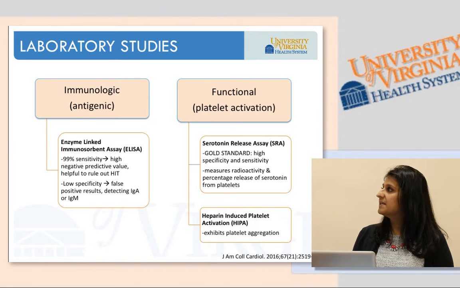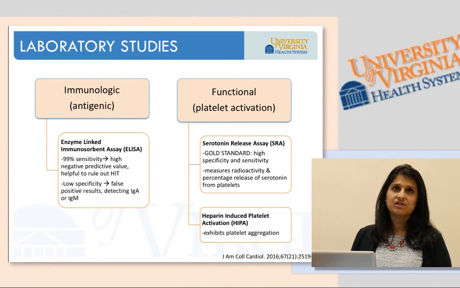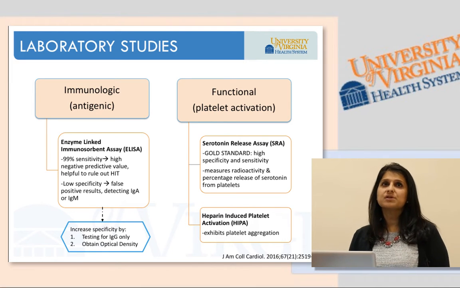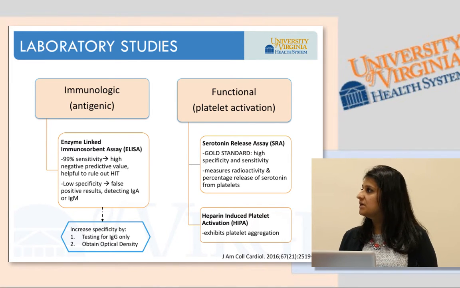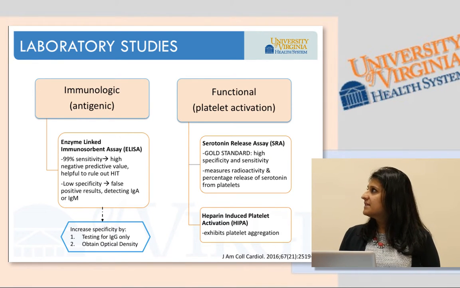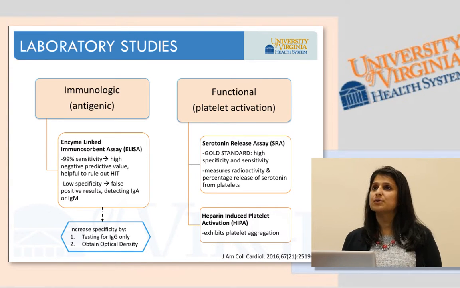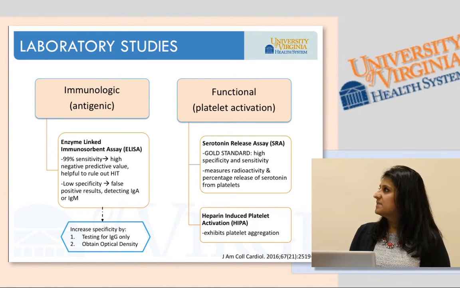This test detects IgA, IgM, and IgG, so it's really hard to have good specificity with it. To make this test a little more specific, we can test for IgG only and also display an optical density. The functional assay that we use for HIT testing is the serotonin release assay, which is what we have available here at UVA. It's considered the gold standard because it uses several mechanisms of testing, such as radioactivity, to determine the percentage of serotonin released from the platelets. So this is the test we go for.